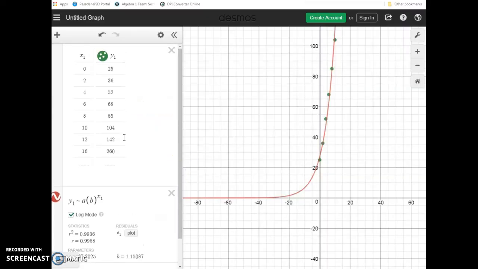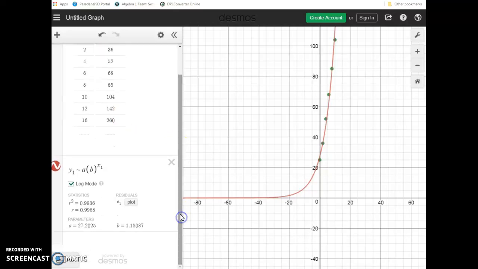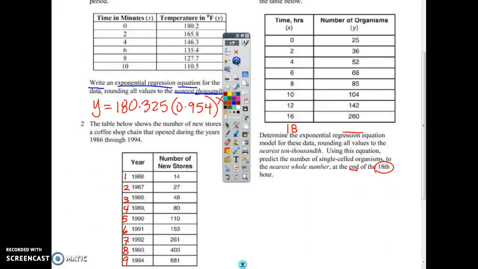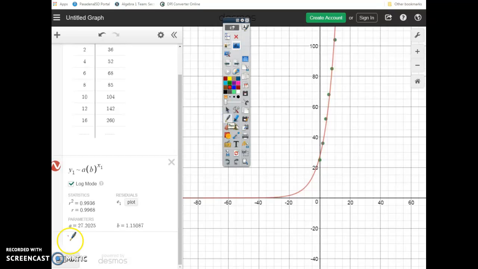I already typed the numbers into this table. I already have the equation, so we're going to go ahead and write it down. It's y equals 27.203. Because that 2 turns into a 3, the neighbor is 5 or more. Parentheses, 1.151. Because that's the thousandths place, and that's greater than 5, so that moves up to 1, to the power of x. Okay, so write down that formula.